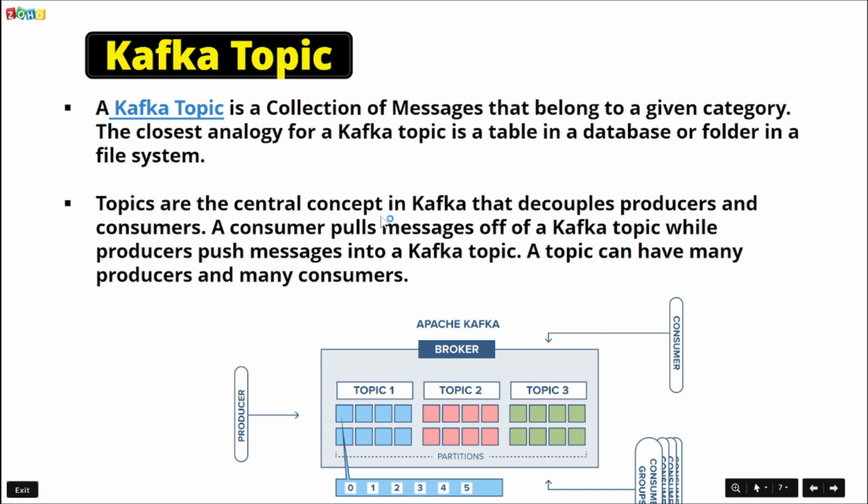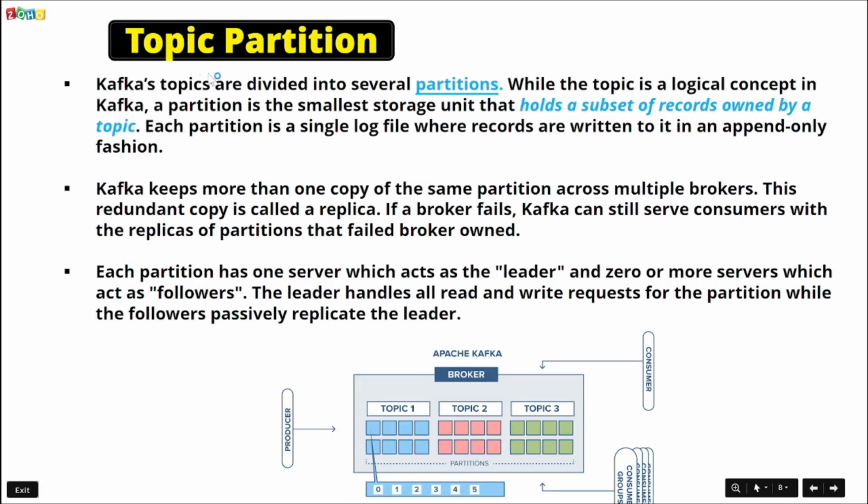Topics are the central concept in Kafka that decouples producers and consumers. A producer always sends messages to the topic and a consumer pulls those messages from the topic. A topic can have many producers and many consumers.